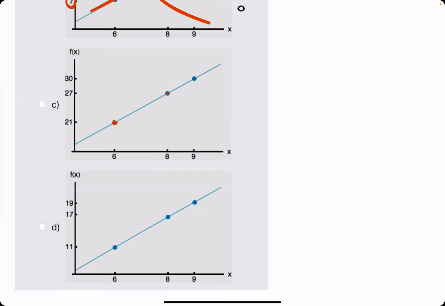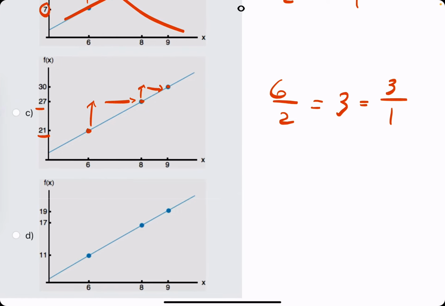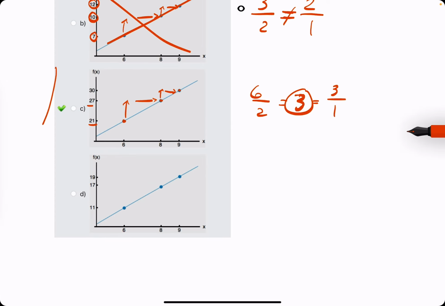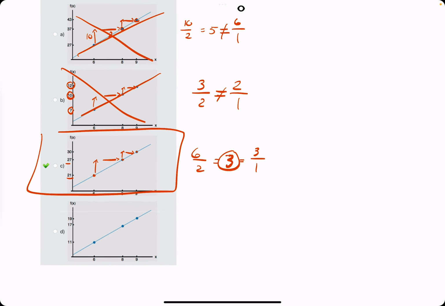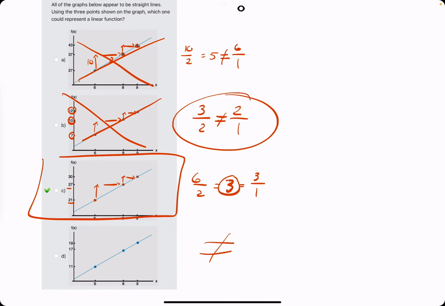First 2 points has a rise of 6 from 21 to 27. So rise of 6. Run of 2 from 6 to 8. So 6 over 2 is equal to 3. Second and third points. Rise of 3. Run of 1. Okay, so 3 over 1. Does 3 over 1 equal 3? Yes, it does. So C is our answer here, and we can say that with confidence, assuming that D would lead to another one of these not equal situations.